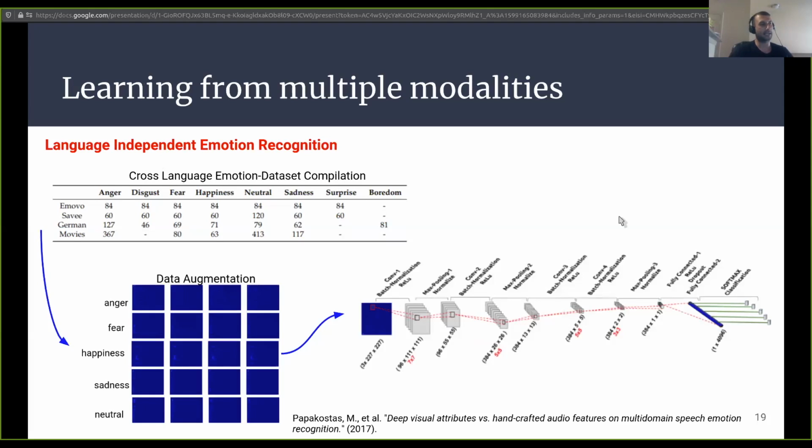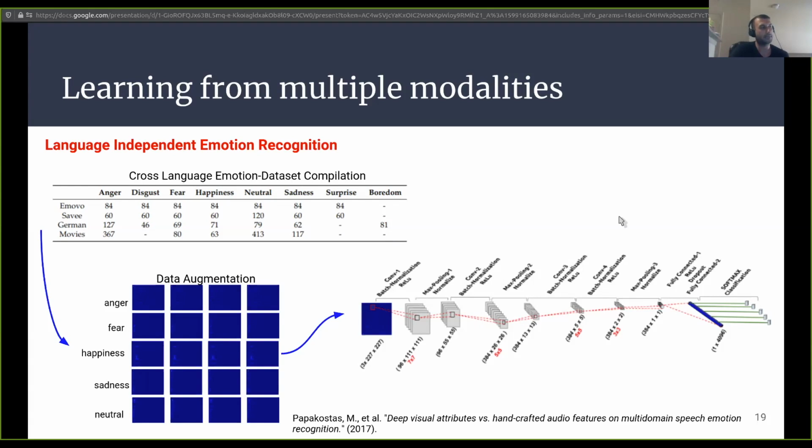This is another study we did a couple of years ago, and what I'm really trying to show here is how we can learn from data that come from very diverse groups. So what we tried to do in this study was to detect emotion from speech, but the catch is that we tried to do it in a language independent and linguistic independent manner.